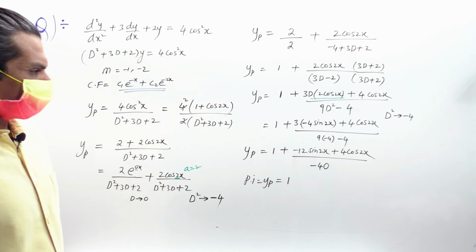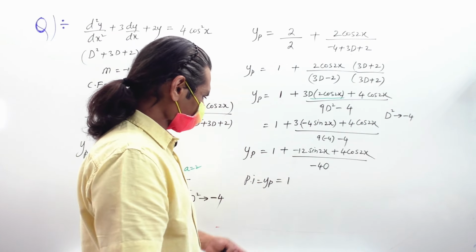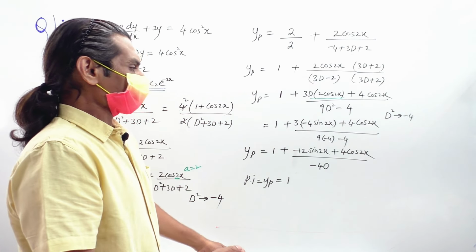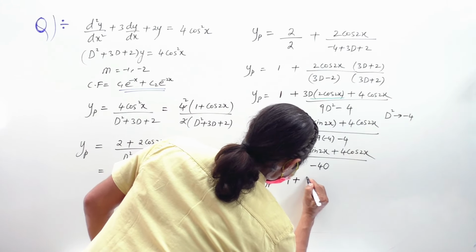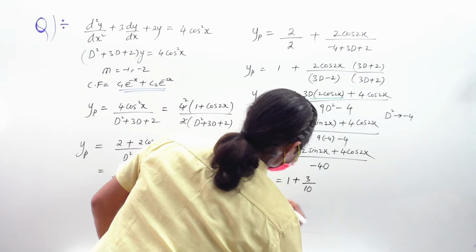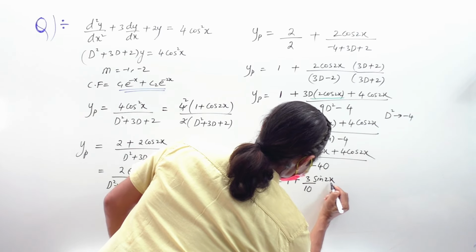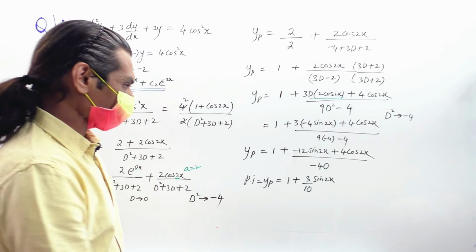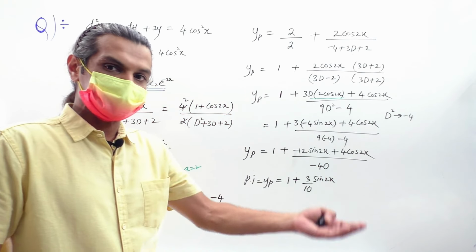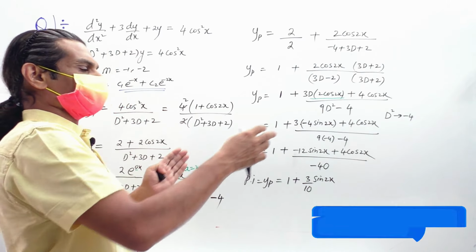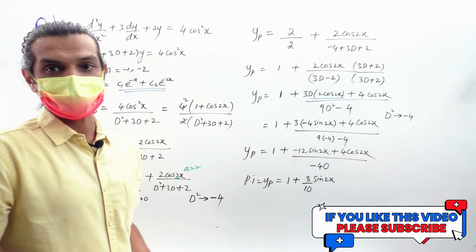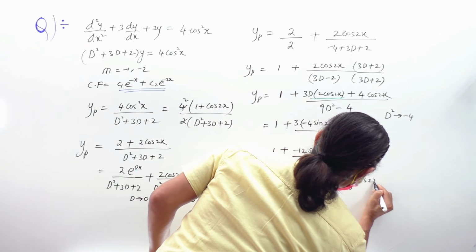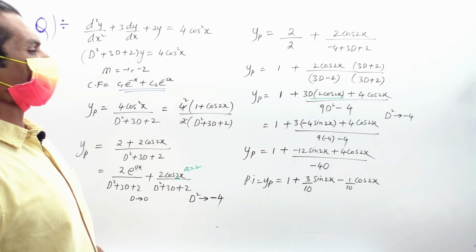So very simple division. Minus 12 by minus 40, minus minus plus, 12 by 40. 4 3s are 12 and 4 10s are 40. So we get 3 by 10 sin 2x, am I right? And this will be plus by minus is minus, so we divide 4 cos 2x by minus 40. 4 by minus 40: 4 ones are 4, 4 10s are 40. So minus 1 by 10 cos of 2x. This is my particular integral.